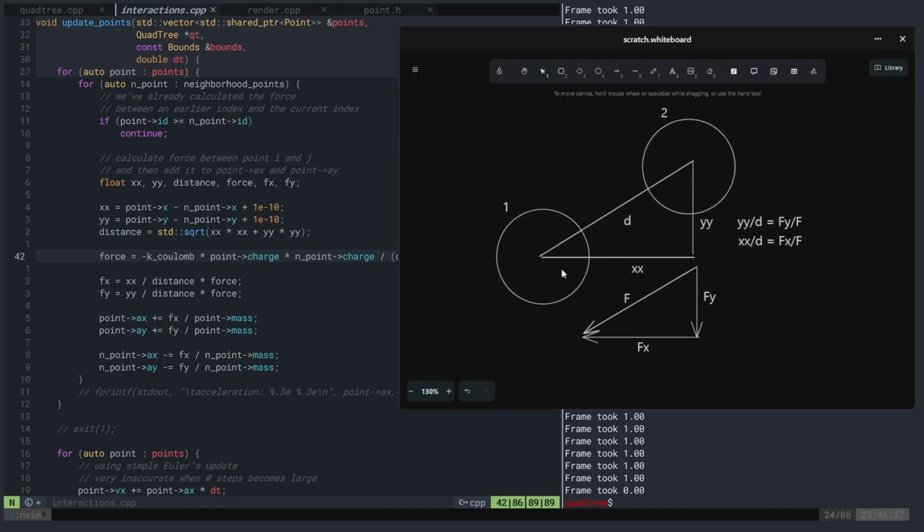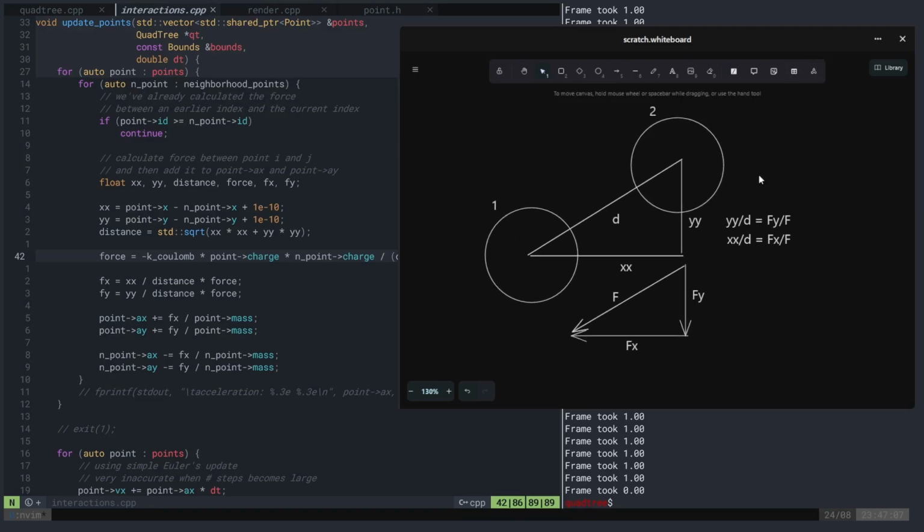So the force on point 1, based on point 2, should push it to the bottom right. The force on point 2, based on point 1, should be pushing it to the top right. So the magnitude of the force is just going to be. Oh, I see. Okay, I did make a mistake. So my convention is wrong.